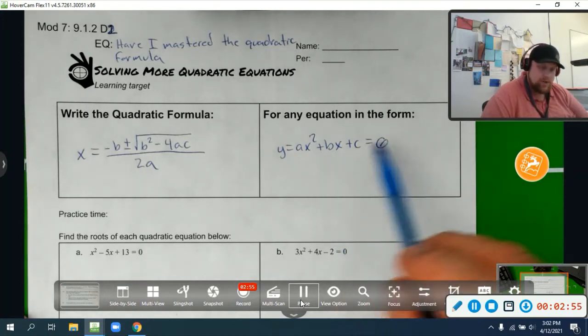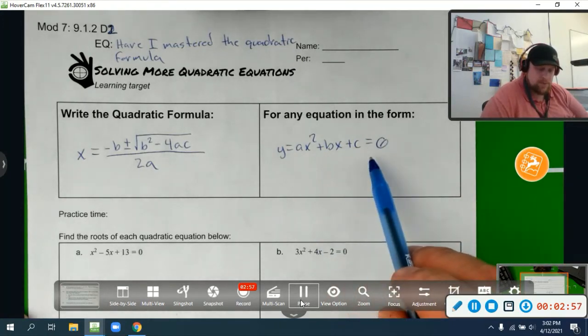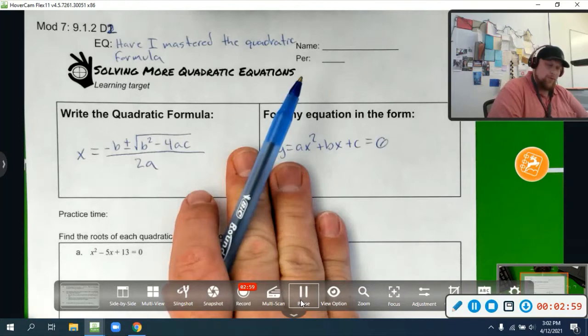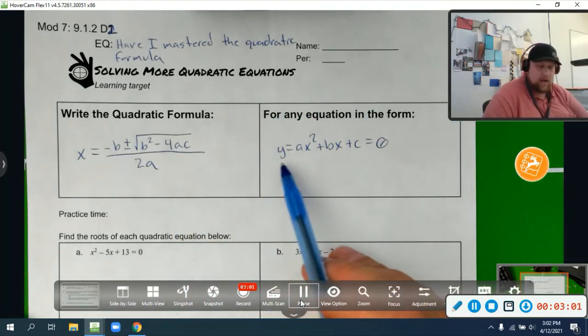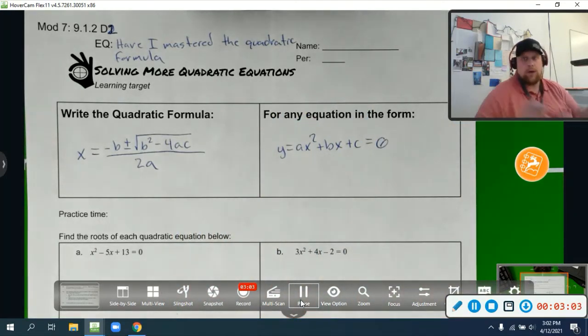And this is for any equation in the form of y equals ax squared plus bx plus c equals 0. Why do I have it y equals and then equals 0? Because we're finding out when y is 0, right? When y is 0, we get the x-intercepts, right? Okay.